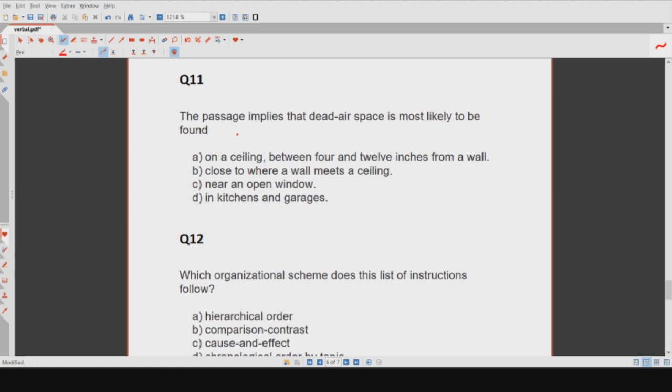Question 11. The passage implies that dead air space is most likely to be found. Options: on a ceiling between 4 and 12 inches from a wall, close to where a wall meets a ceiling, near an open window, in kitchens and garages. The correct option for this is B, close to where a wall meets a ceiling.